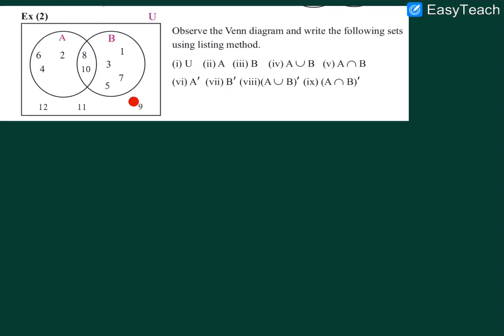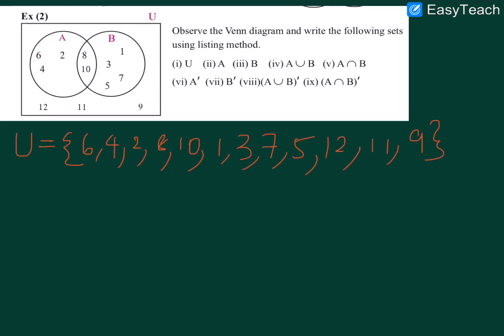So the first question is to write U. U will be the set of all the elements inside this: the elements in A, the intersection, B, and all the elements outside A and B. So all the elements inside this is the set U. Now we have to write A. A will be the set of all elements inside circle A. You can see the elements inside A: 6, 4, 2, 8 and 10. So this is set A.